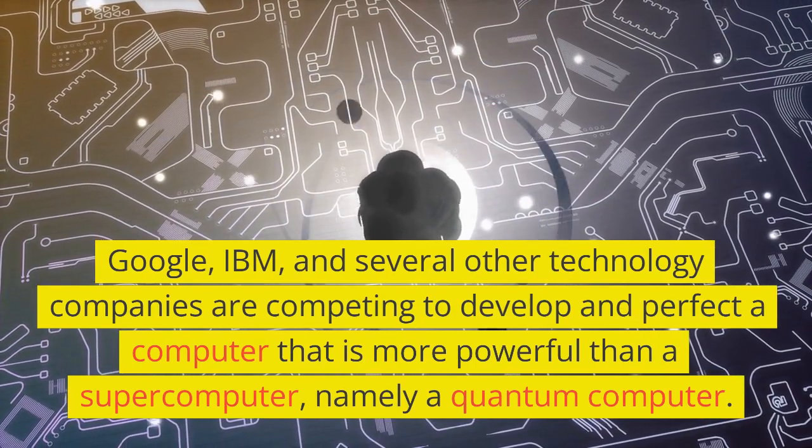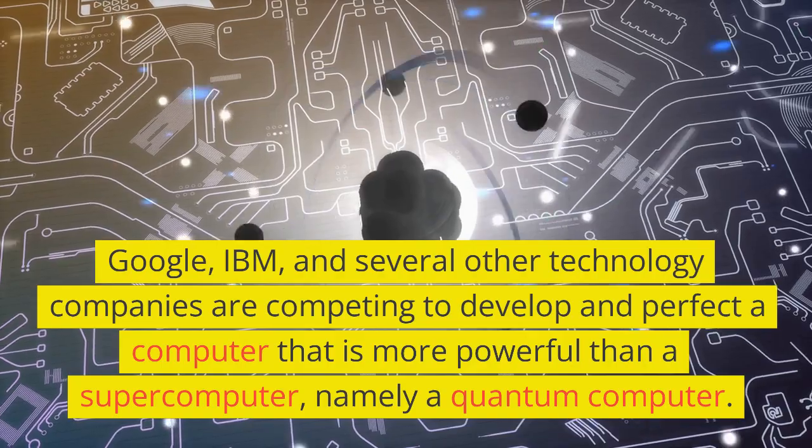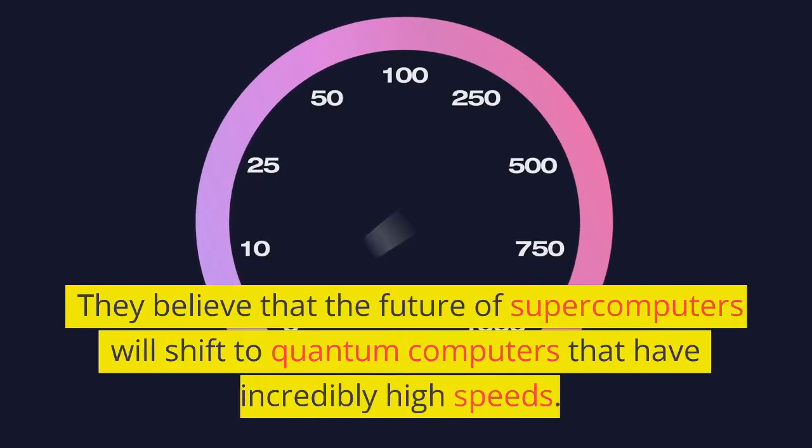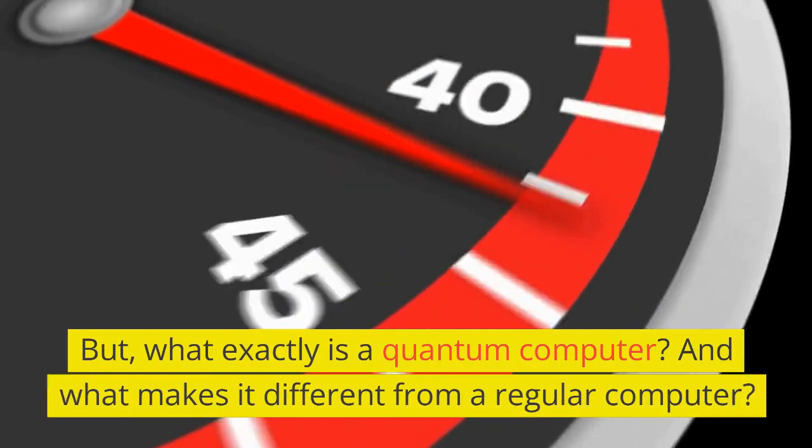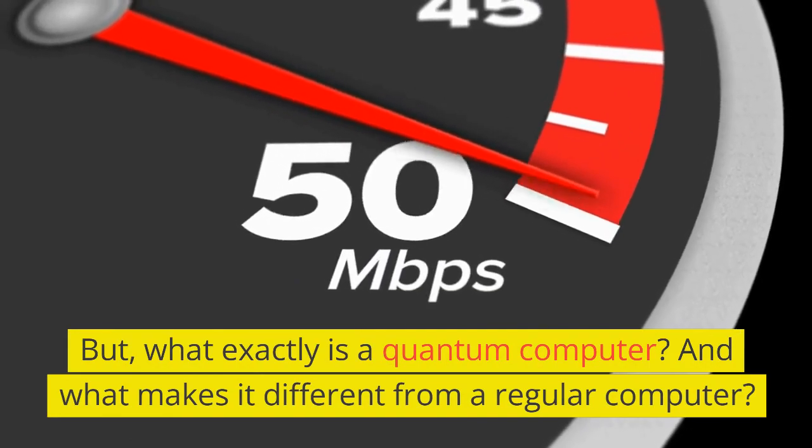Google, IBM, and several other technology companies are competing to develop and perfect a computer that is more powerful than a supercomputer, namely a quantum computer. They believe that the future of supercomputers will shift to quantum computers that have incredibly high speeds. But what exactly is a quantum computer? And what makes it different from a regular computer?